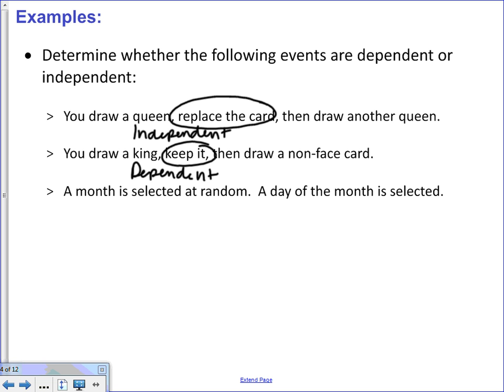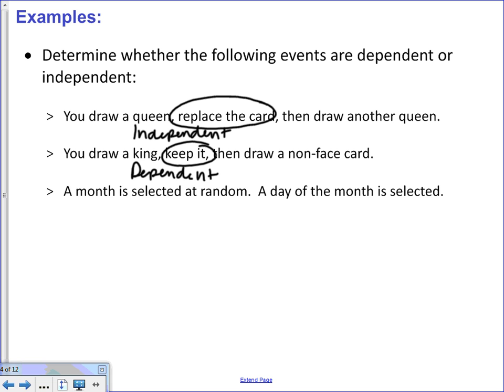A month is selected at random. A day of the month is selected. Can I do first a raise of hands? How many people think independent? And how many people think dependent? And how many people just don't know?